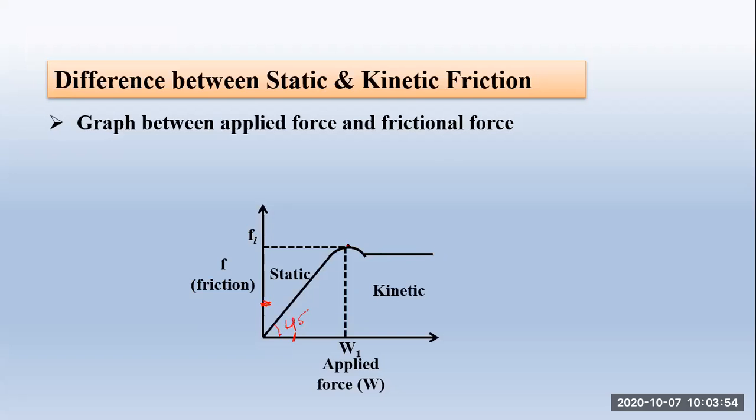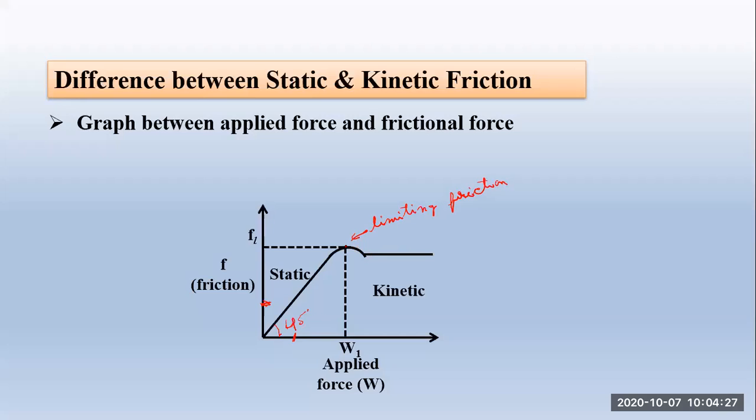The FL, which is written here, is the maximum value of static friction. This is called the limiting value, limiting friction, or limiting value of static friction. Okay. So the kinetic friction is slightly less than, not very much less, but slightly less than limiting friction. And in many cases, we take these two as nearly the same. The kinetic friction and the maximum value of static friction are nearly the same.